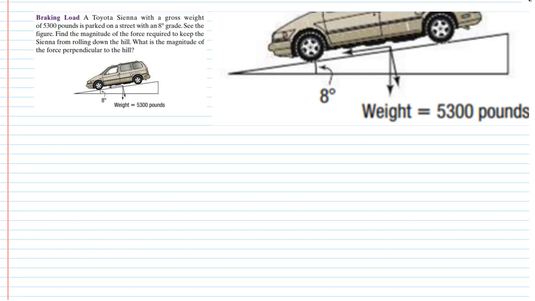Okay, and in the drawing, the author has pretty much done this for us. Notice we have the perpendicular and the horizontal component of the force. The force here is the weight, right? The force vector is the weight vector, the weight of the Sienna, 5,300 pounds. So what I've done on the right side is a blow up of this smaller figure so we can see it a little better.